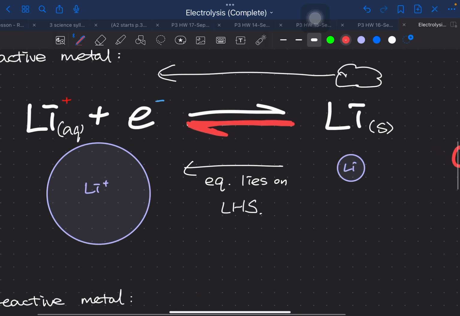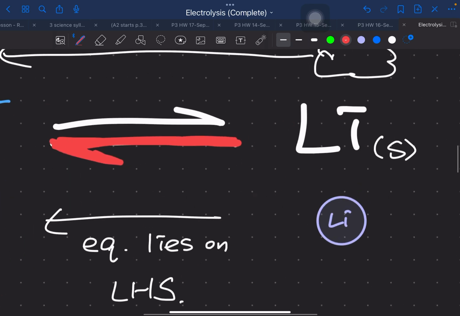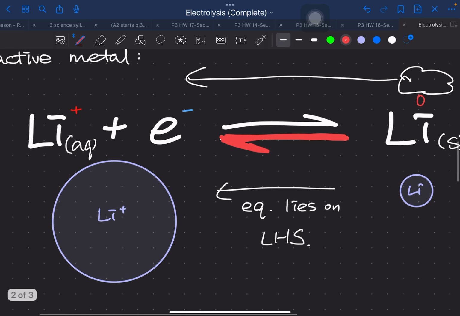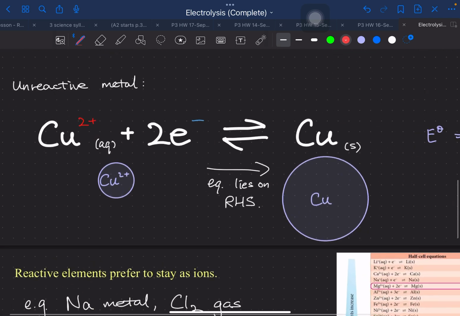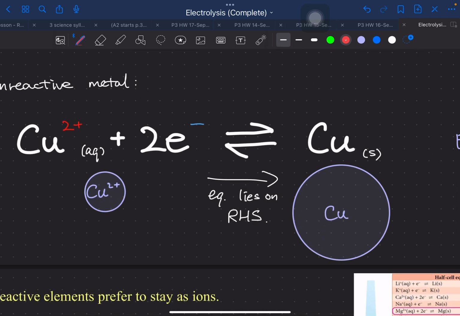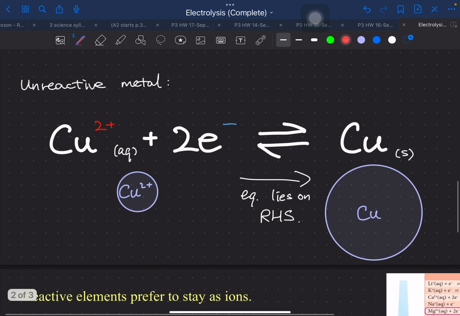Because if you see right here, we have a lithium metal that has an oxidation number of 0, but here we have an oxidation number of +1. So it's oxidizing if it's going in this direction. Well, it's the opposite case right here. Well, okay, we have the equilibrium lies on the right hand side for copper.